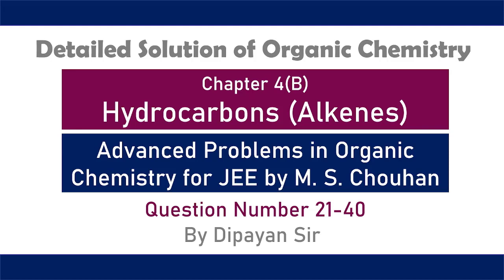Hello students, in this video we are going to discuss questions 21 to 40 from chapter 4B, Hydrocarbons: Alkenes, from the Advanced Problems in Organic Chemistry for JEE by MS Chouhan book. So stay with us.